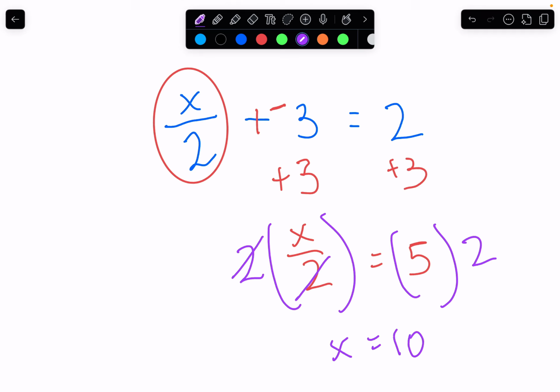All right. Good job. All right, I want to show you something. This x over 2, I want to make sure that you guys remember that's the same thing as 1/2 x. X divided into 2 pieces is the same thing as 1/2 of x. All right, here we go.